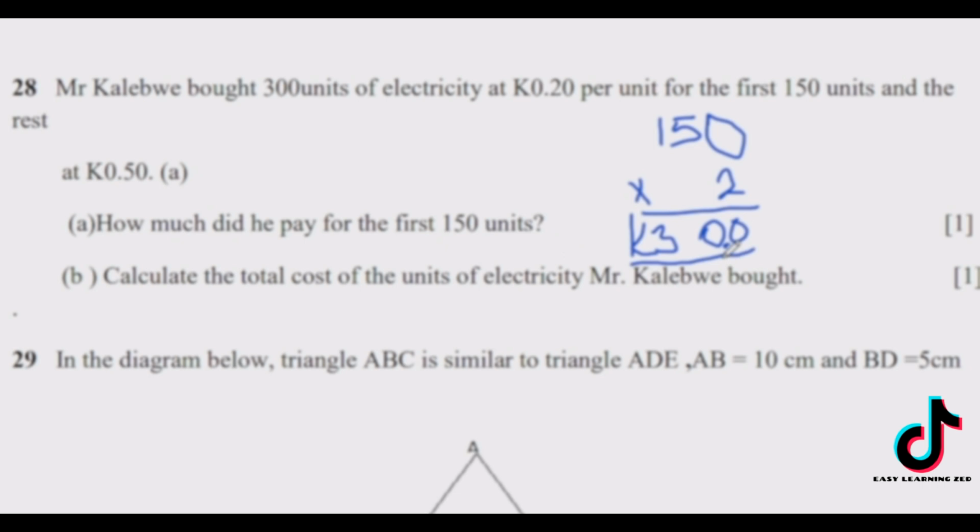So basically this is what you need to do. Now calculate the total cost of the units of electricity Mr. Kalebwe bought. Okay, so this is 30 kwacha. Then we come and work for these again. Since Mr. Kalebwe bought 300 units and 150 units he bought at 30 kwacha, when the cost per unit was 20 ngwee, the difference of 300 and 150 is 150. So the other 150, which he was buying at 50 ngwee, how much did he spend?